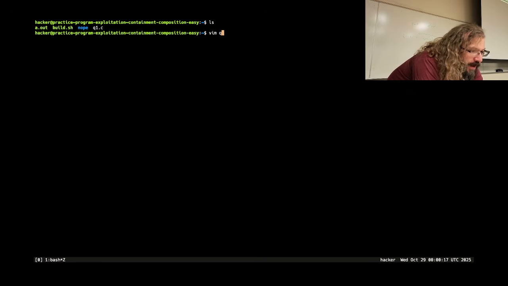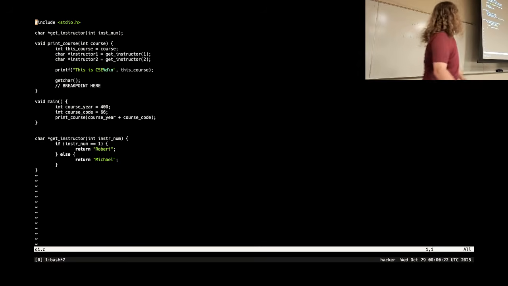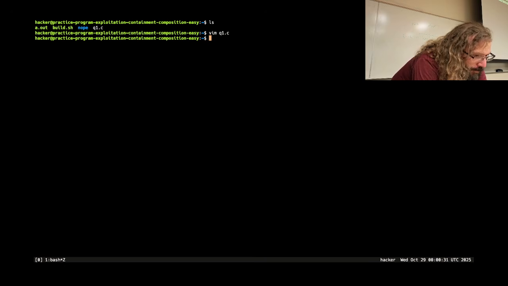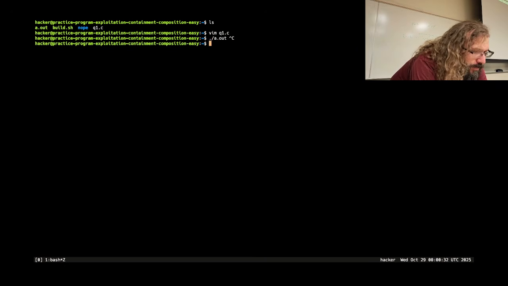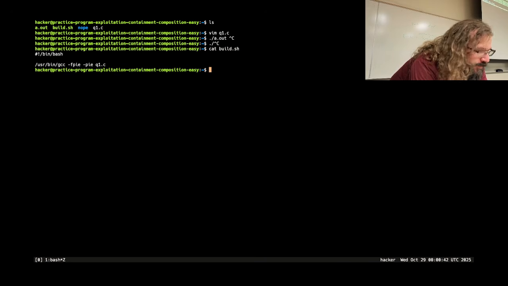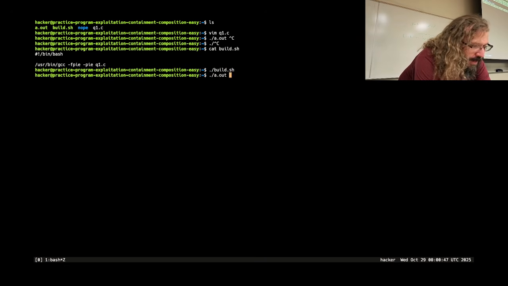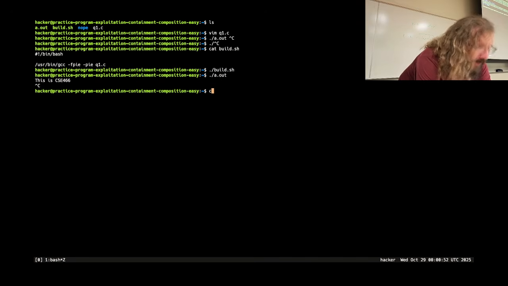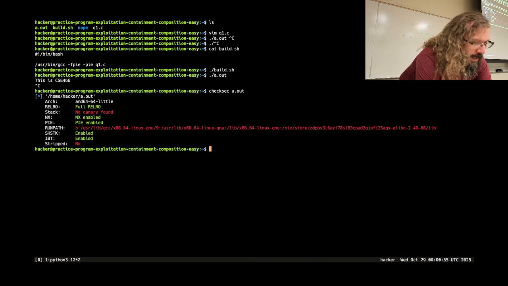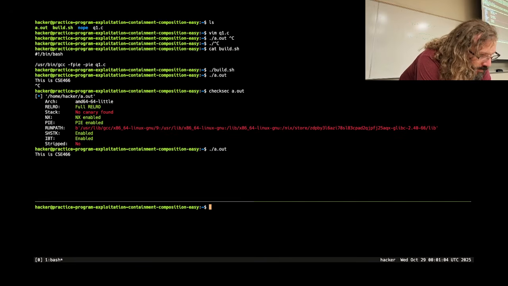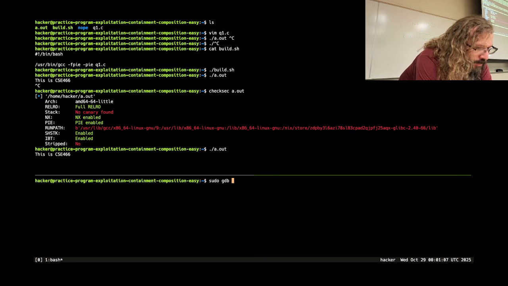So, this is actually the Q1 program, except I defined get instructor. Not super important here. Let's build this, and if we look at build.sh, we see that I'm building this with PIE. So we'll run build.sh. I've now got my a.out. Let's just prove it actually. Checksec a.out. It has PIE. We run it. Oops. We will sudo gdb attach with pgrep a.out.